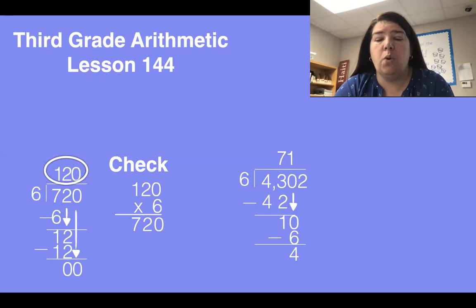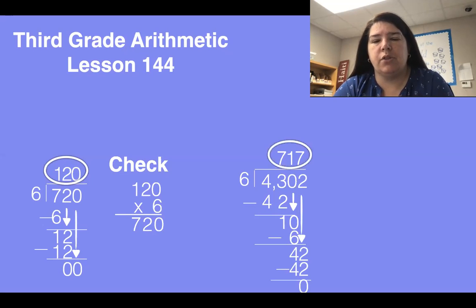Very good. 4 is less than 6. We can bring down. We bring down the 2. Now we have 42. 42 divided by 6 equals 7. Excellent. And 7 times 6 equals 42. 42 minus 42 is 0. Okay, so your answer is 717.